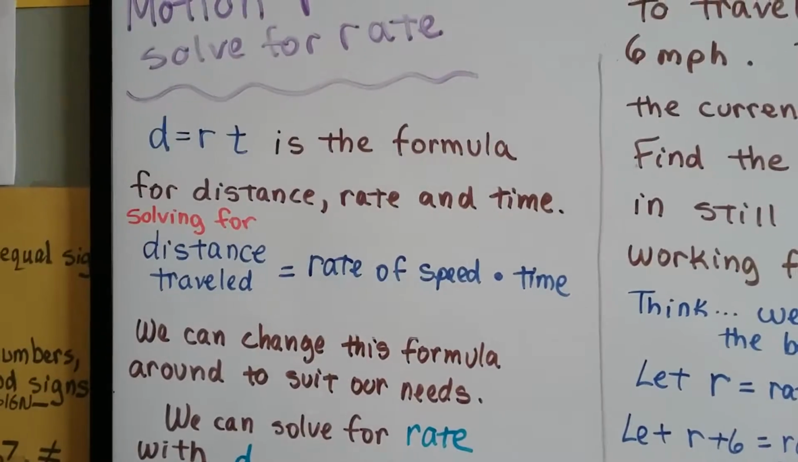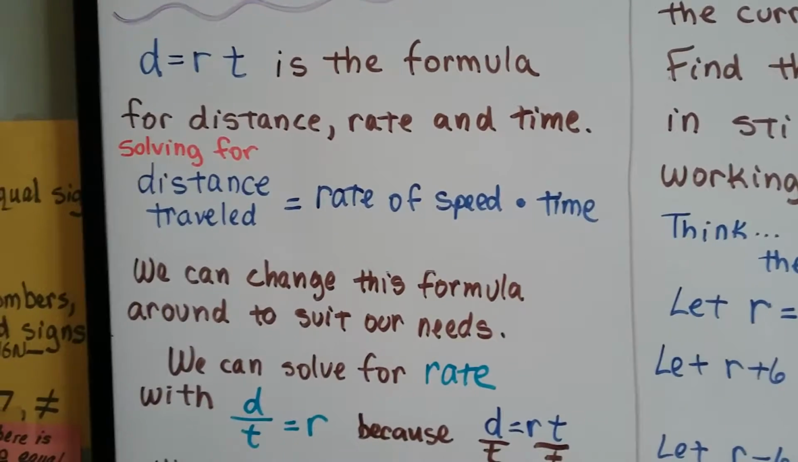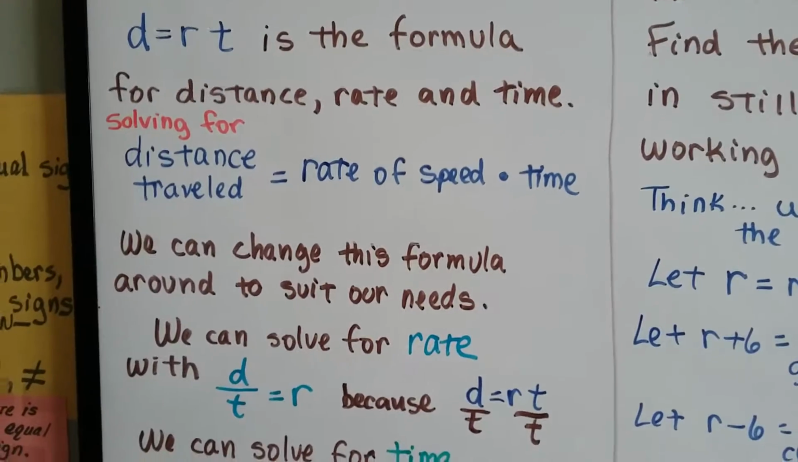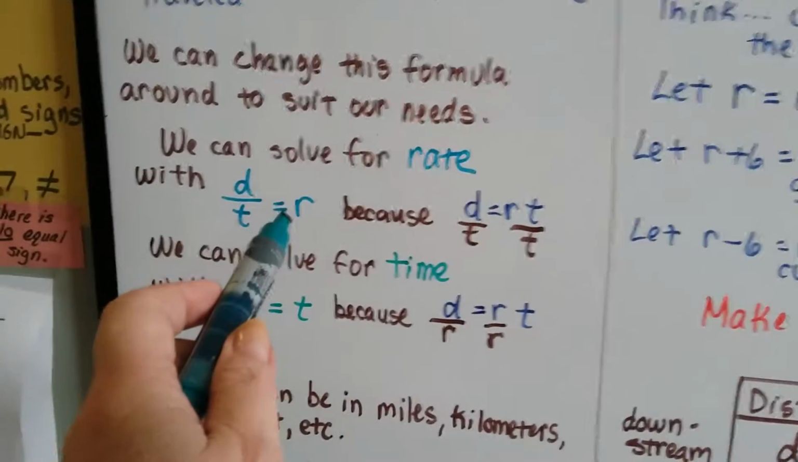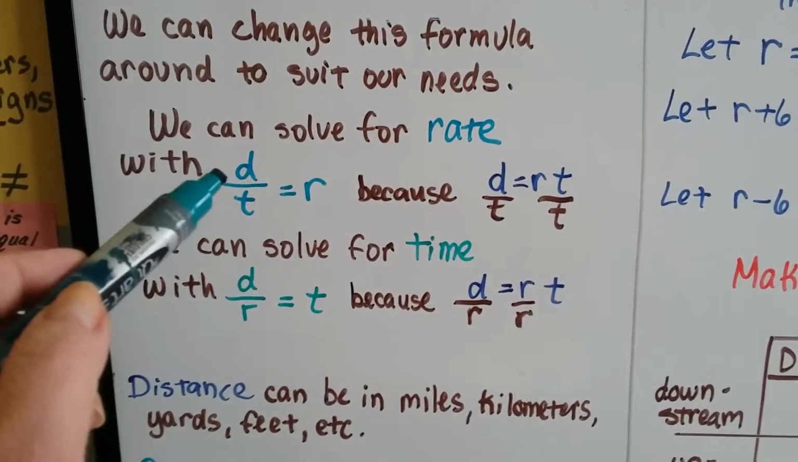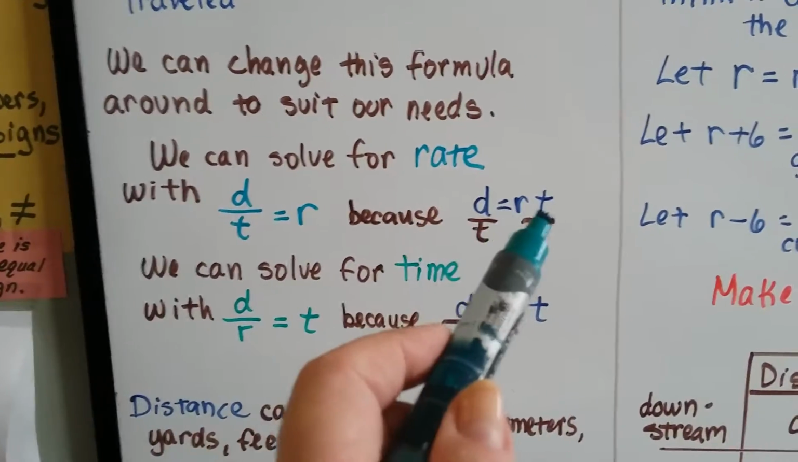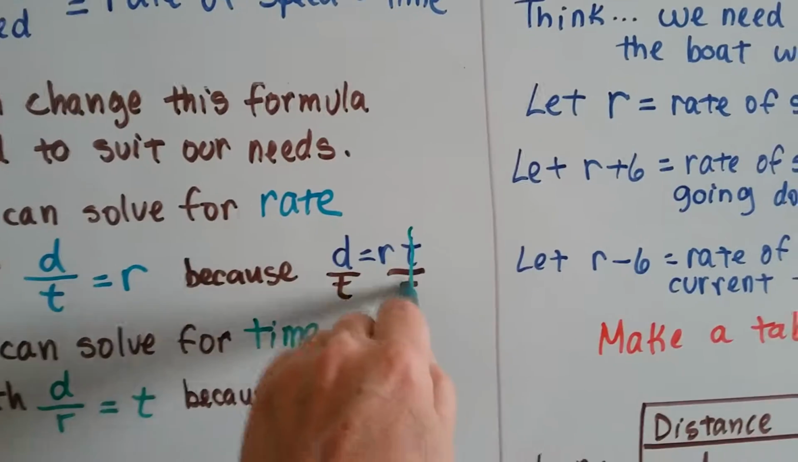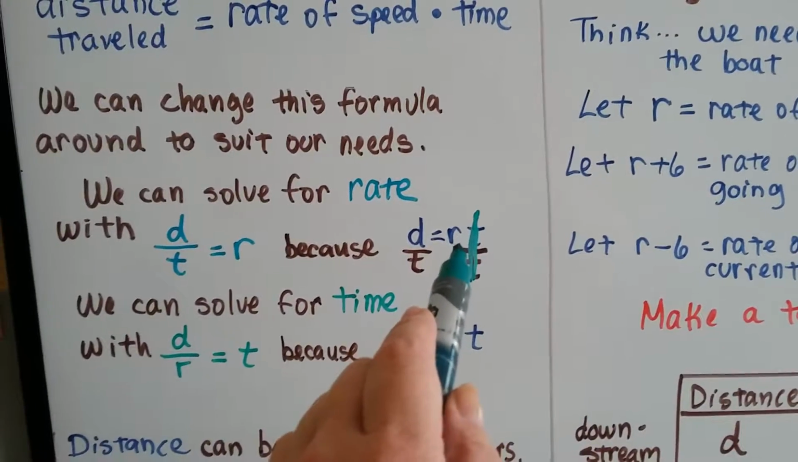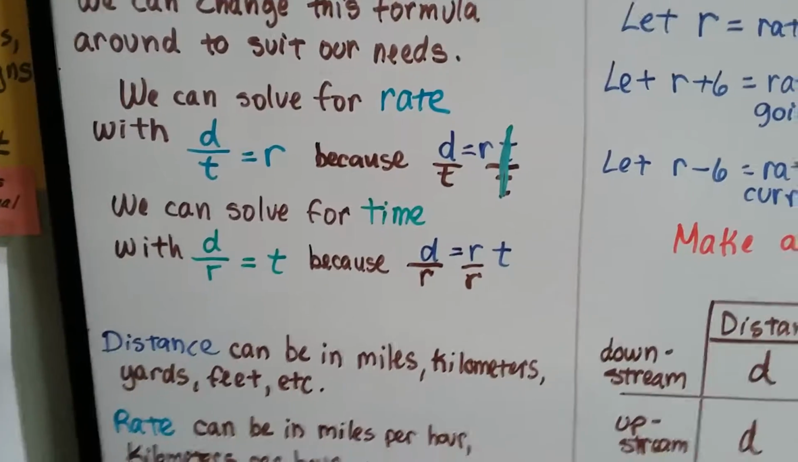So here's our rate problem. We're using distance equals rate times time. And this is the formula for distance, rate, and time. And when we're solving for the distance traveled, it's the rate of speed times the time. Well, now we're going to be solving for rate. So we need to solve for r. And we solve for r by doing the distance divided by the time, because we take the original equation, d equals rt, and we divide both sides by the t. And that's going to get rid of this t and isolate the r, and we're going to have r is equal to d over t. See? In our next video, we're going to solve for time, all right?